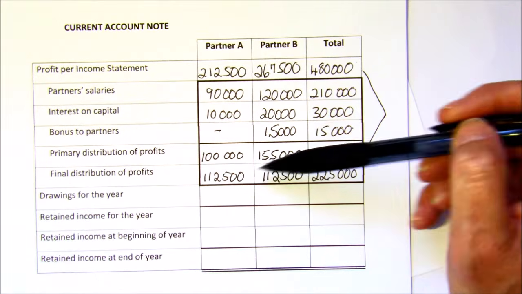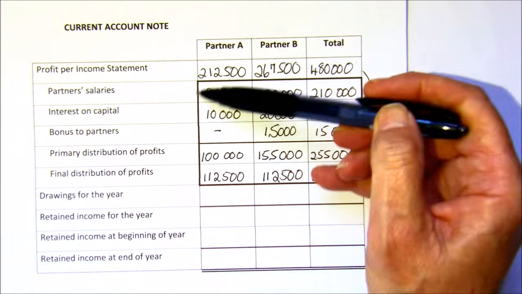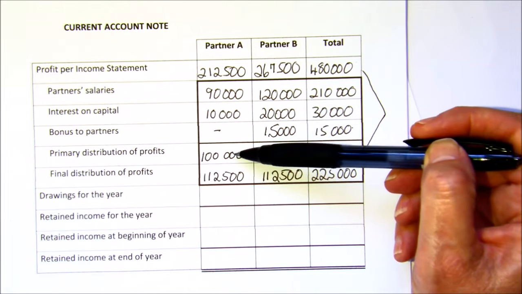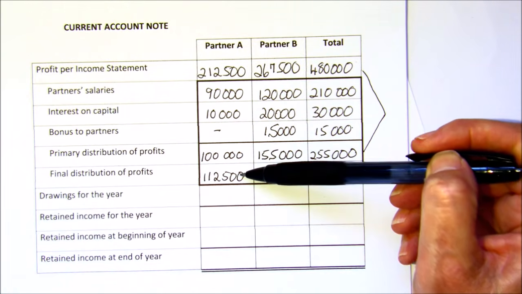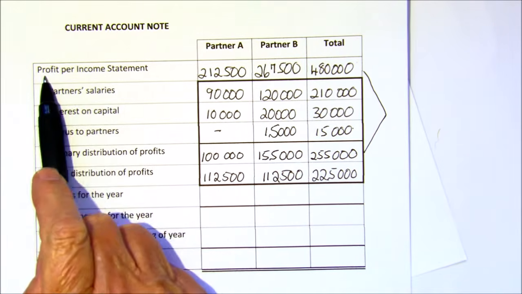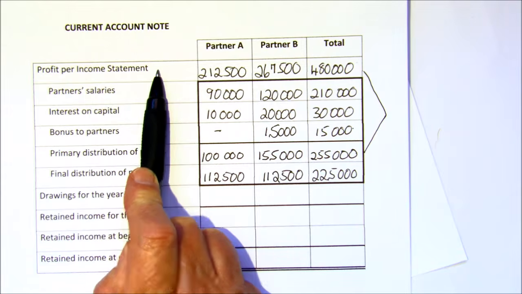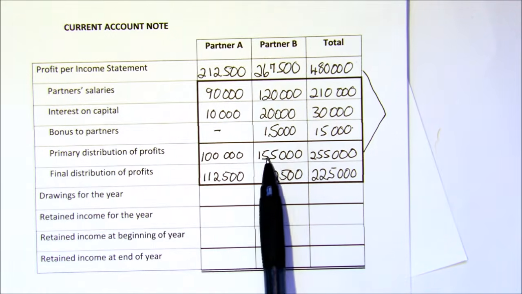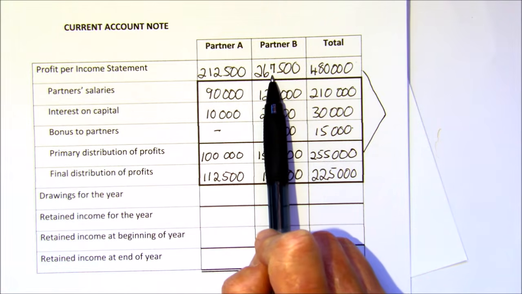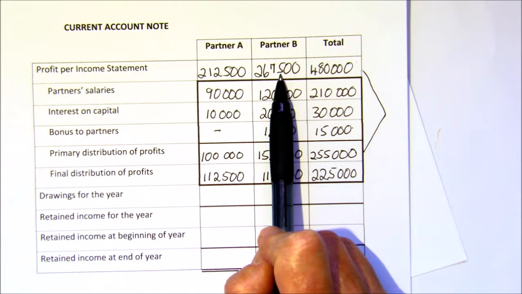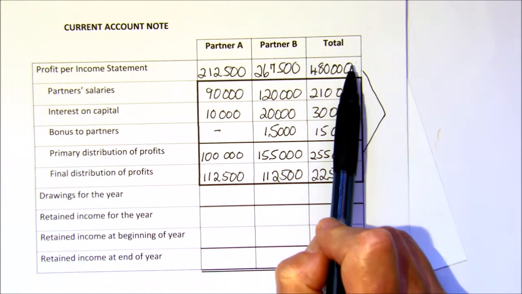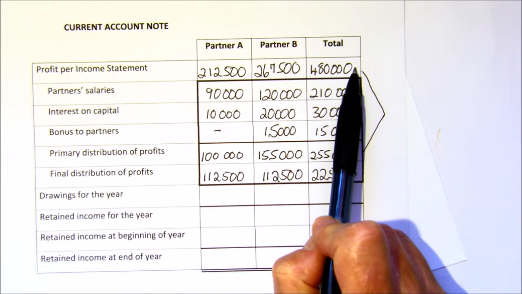And once we've now given them their final share, remember this is in a block, so we want an answer, and so A had 100,000, his final share, and that is what's shown at the top. That is his profit per the income statement. Partner B earned these amounts, 155. He got a final share, and that's what he earned of that profit. Very importantly, if at this stage you need to add these two, and it must account for the whole 480,000.